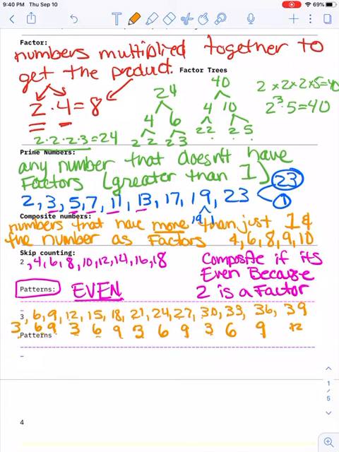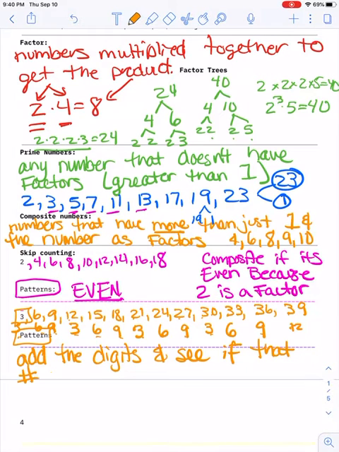all of these numbers are very easy to see that they're divisible by 9 or by 3. They're all easy to see. 9 we know is divisible by 3. 6 we know is divisible by 3. The pattern that we want to look for to see if it's divisible by 3 would be to add the digits and see if that number is divisible by 3. And it'll be pretty easy to see.